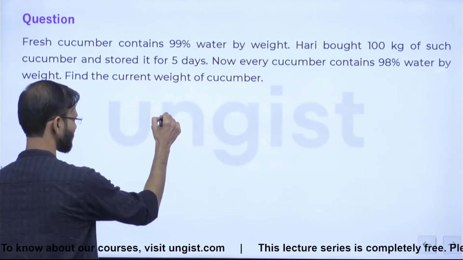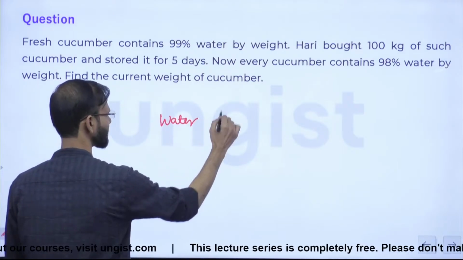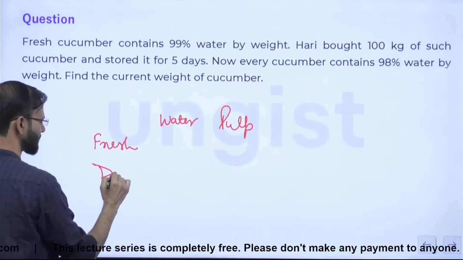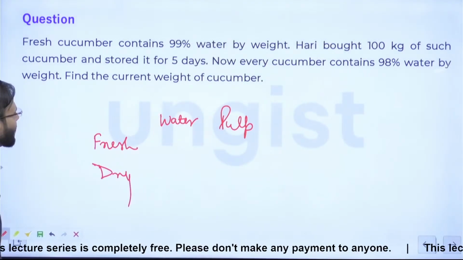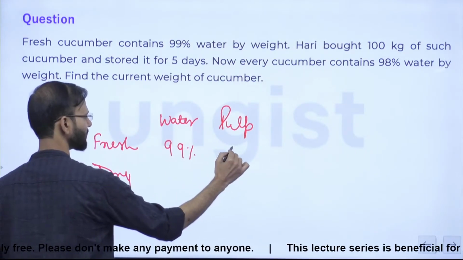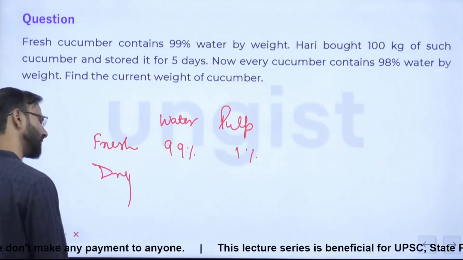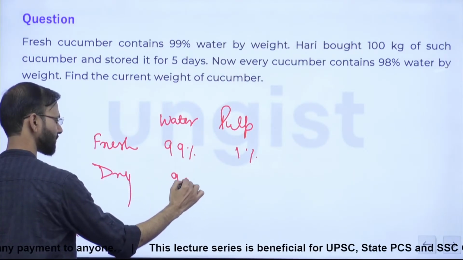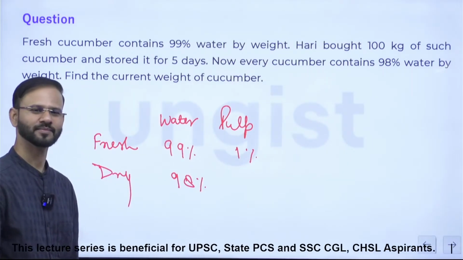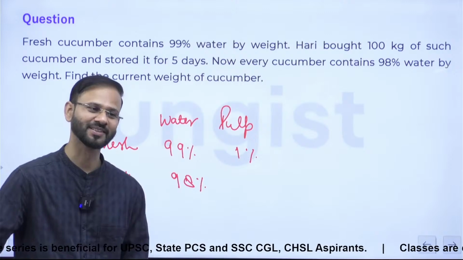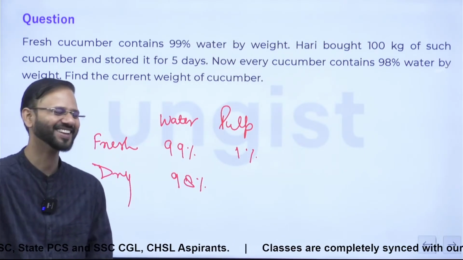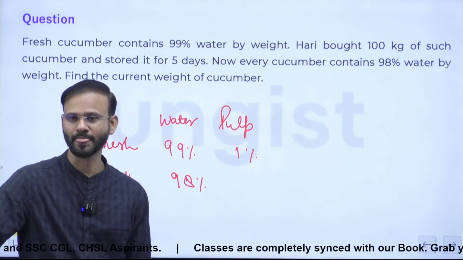Let's say this is water, and this is pulp, and this is the fresh stage, and this is the dry stage. Clear? Now guys, tell me, in the fresh stage, the percentage of water is what? 99. So what is the percentage of pulp? 1. In the dry stage, what is the percentage of water? 98%. What is the percentage of pulp, guys?